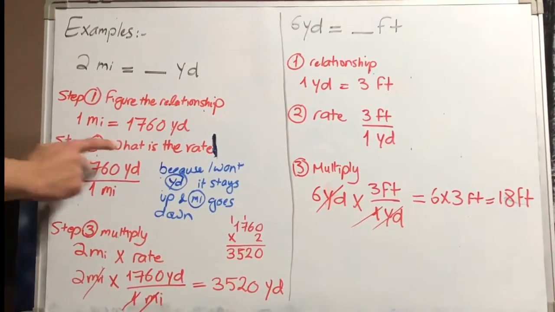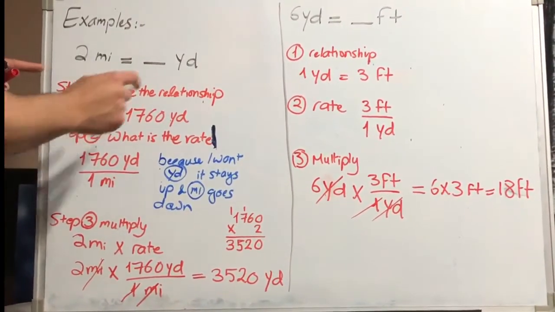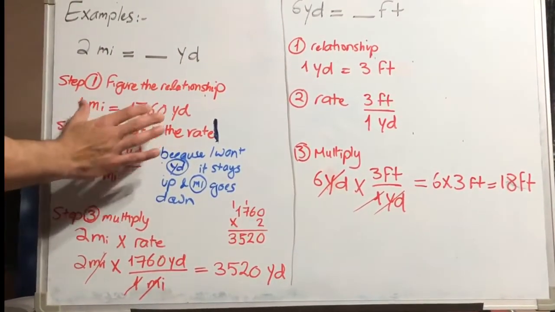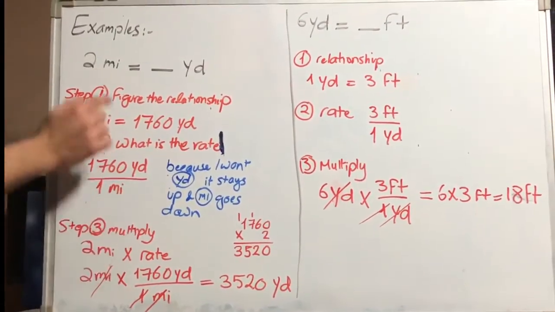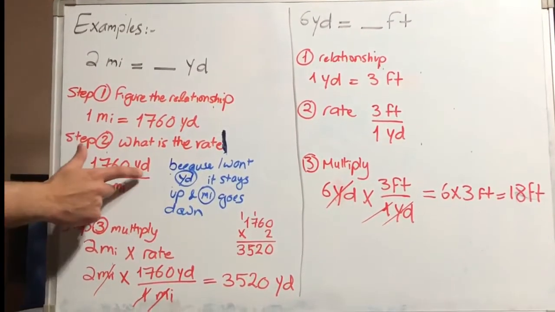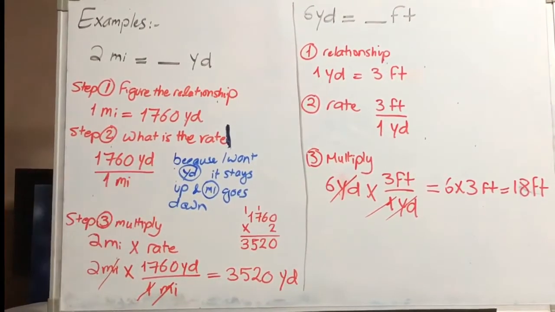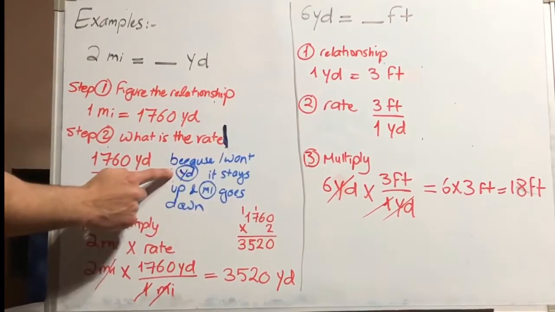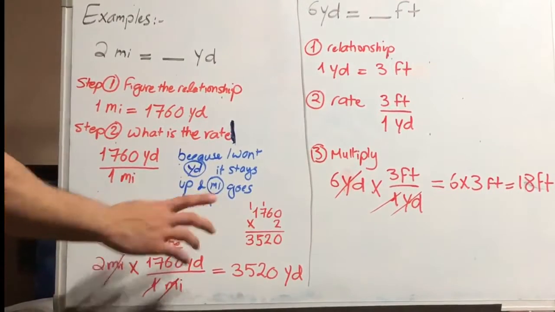Step 2, what is the rate? I need to figure out a rate. Here I want the yard to stay and the mile to disappear. So I'm going to take these two numbers, put the yards above and the mile below so that the mile would disappear. Now my rate is 1,760 yards over 1 mile. So I took the relationship and turned it into a fraction, with the mile in the denominator because I want yard to stay up and the mile to go down.